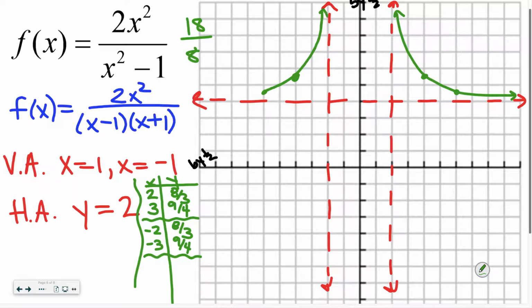Connect your coordinates with a nice smooth curve approaching your asymptotes. Okay, now here's where it gets funky. I don't know if you remember from Algebra 2.